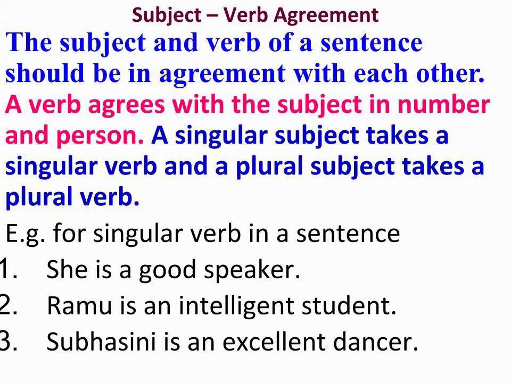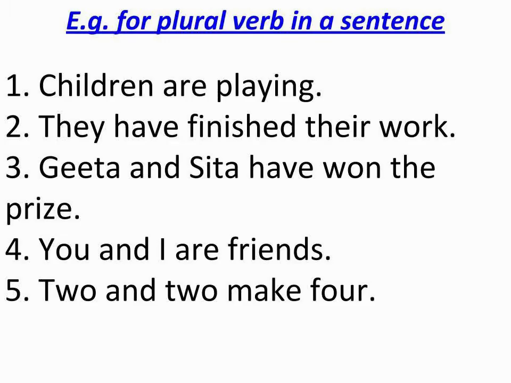plural verbs. A plural verb sentence will have a plural subject. Some examples: first one, children. Children is plural, child is singular. So children are playing. Second one, they. They have finished their work. Geeta and Sita. Geeta is a different person, Sita is a different person. That's why it's plural. Have won the prize. Only Geeta alone would be singular.